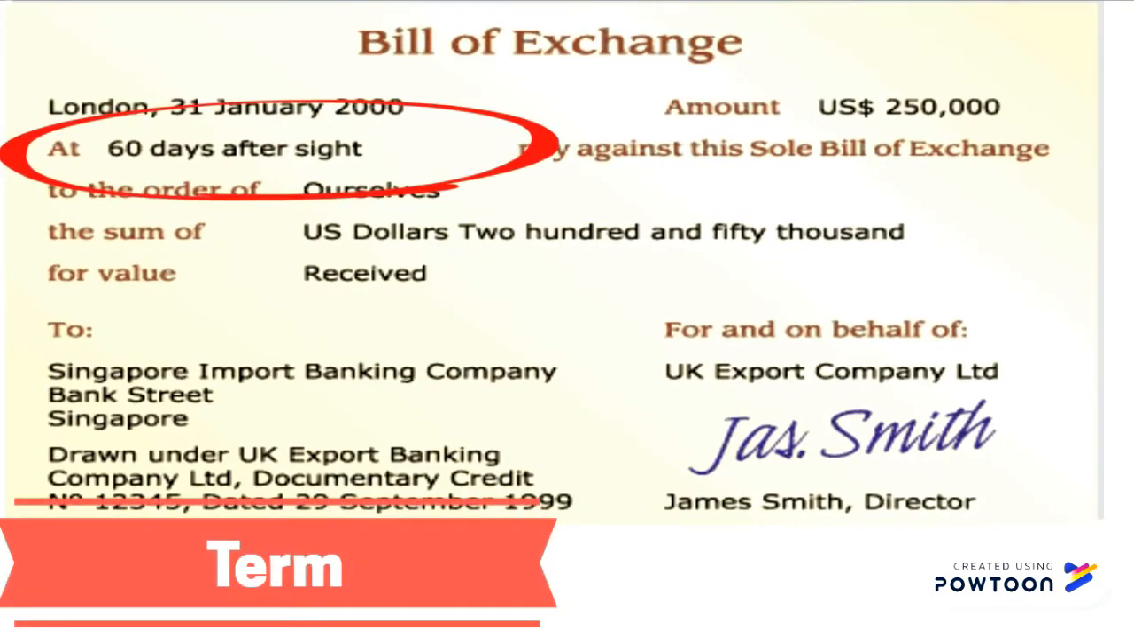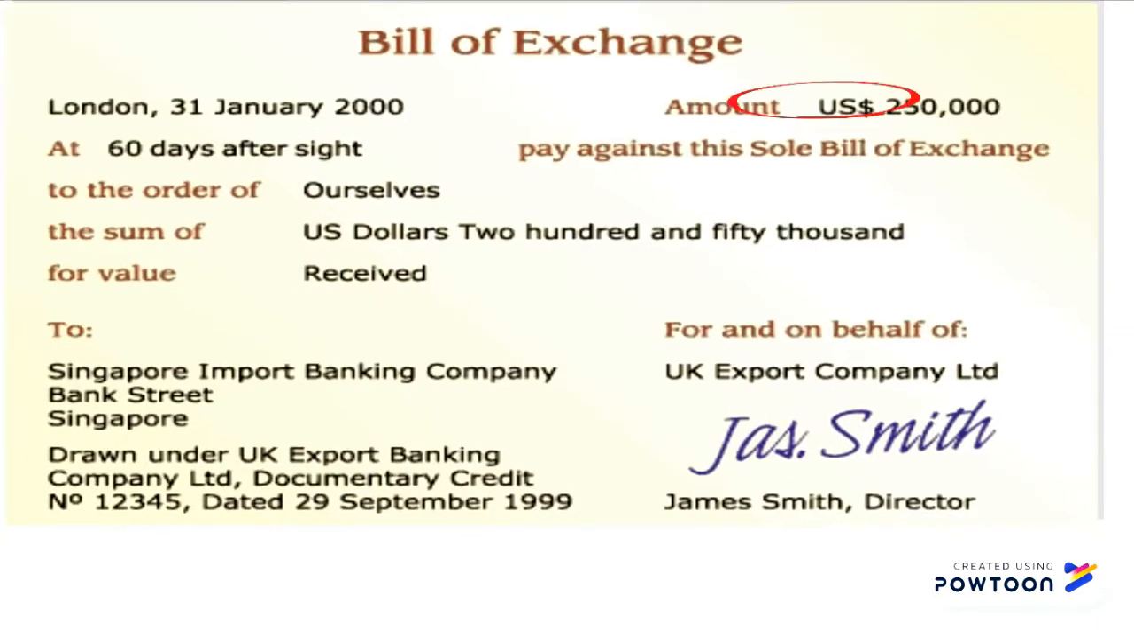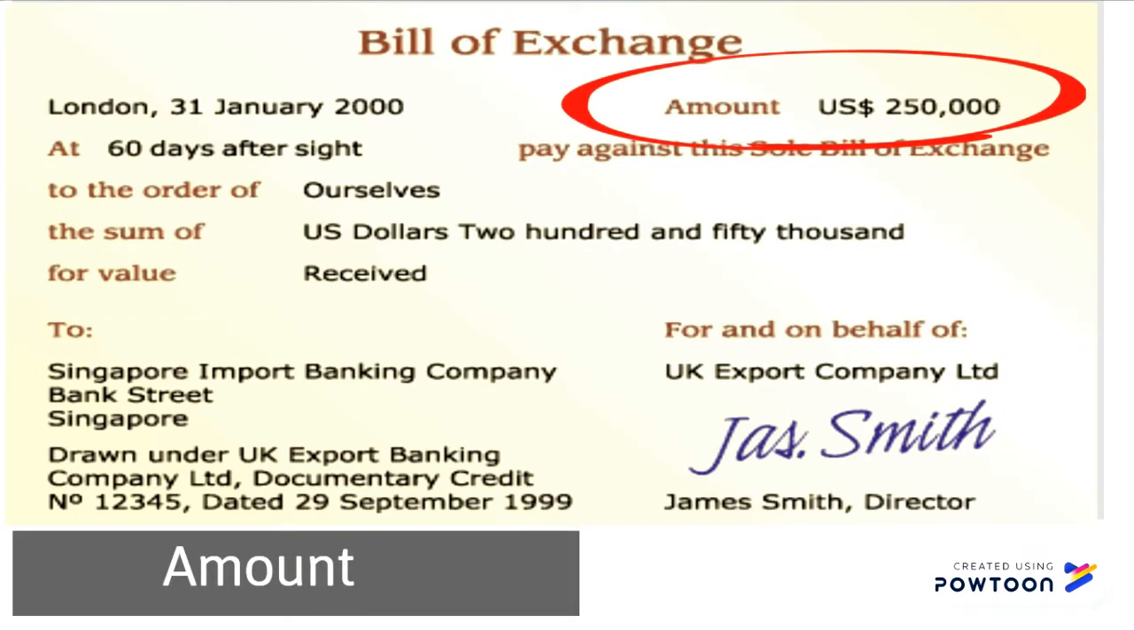The second is term. This is the period of the bill and runs from the date of the bill. This should be specified in the body of the bill. A grace period of 3 days should be given after the expiry of the term from the date of the bill. The third is amount. The amount of the bill should be given both in figures and words. The amount in figures should be mentioned on the top left corner of the bill, and the amount in words should be mentioned in the body of the bill.